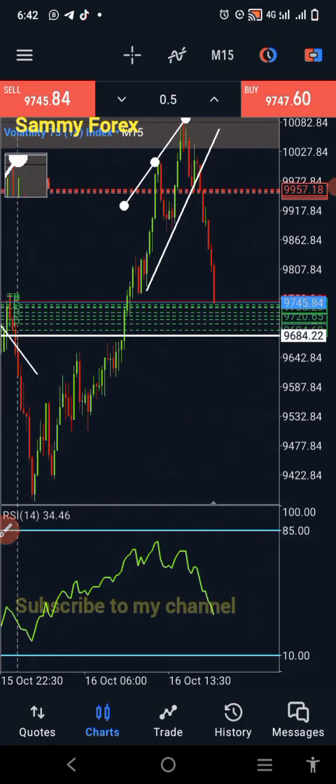Price gave us a higher high on the charts, and then on the oscillator price did what? It gave us a lower low. This is the divergence we're talking about.